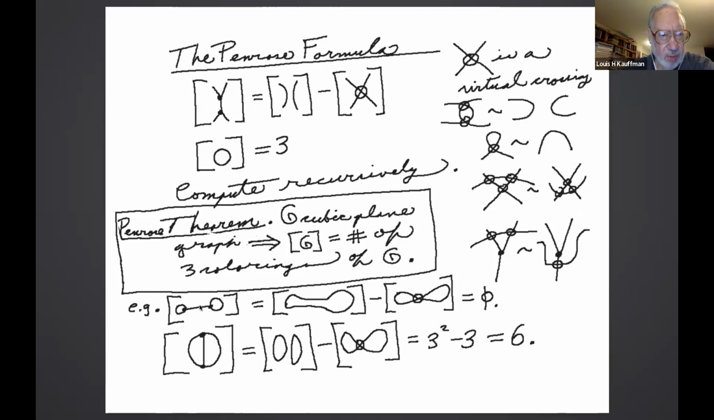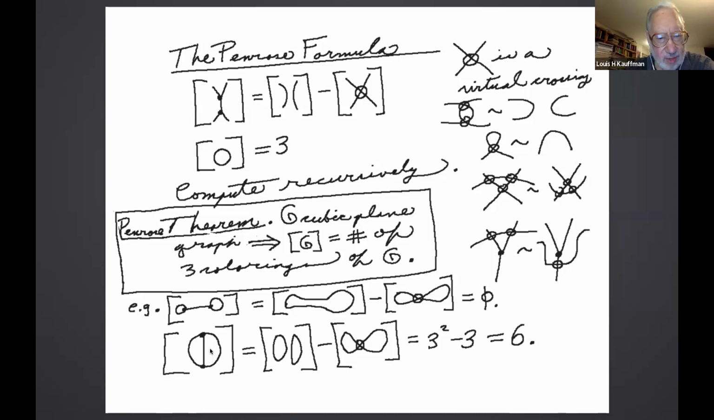But here's an example. This is a dumbbell and doesn't have any colorings, right? Because there's a loop at the end, and there's only one way to color that loop, and then there's an edge coming out. So there's no way to get 3 colors at either vertex in the dumbbell. When we expand it, we get a loop minus a crossover loop. And all loops, crossover loops or loops with no virtual crossings in them, they all receive 3, and so this is 3 minus 3, it's 0, as it should be because there is no coloring of this.